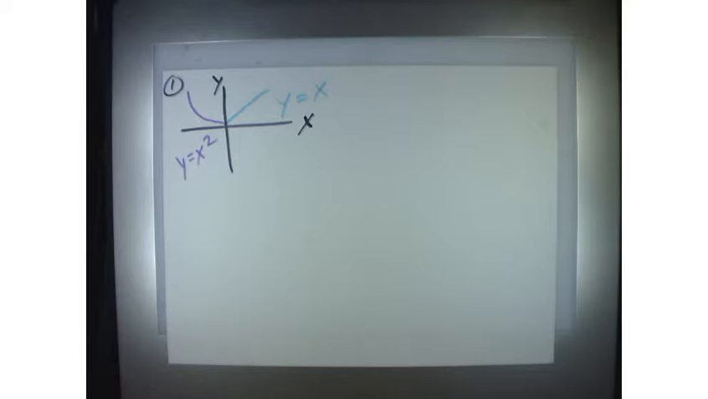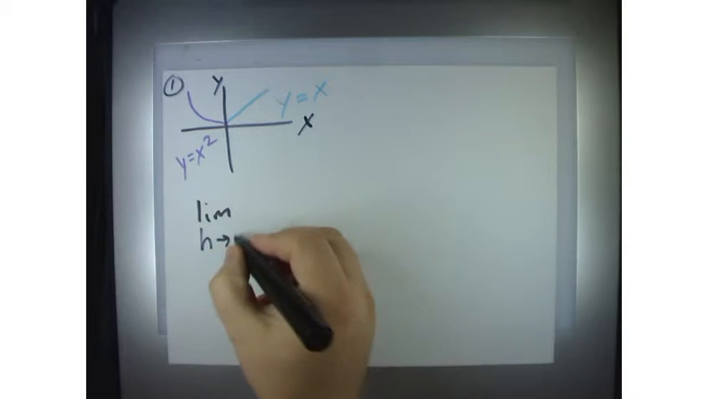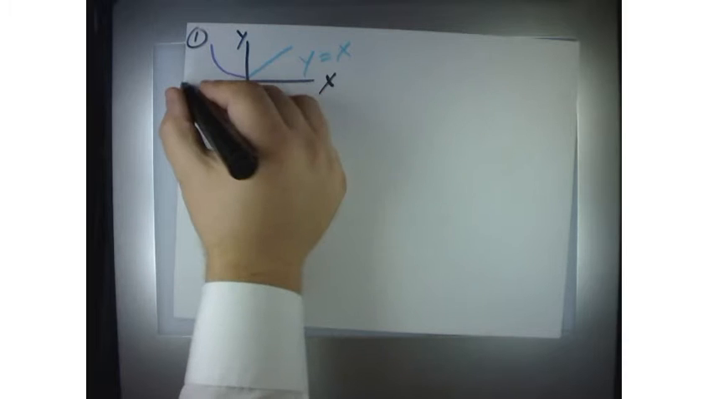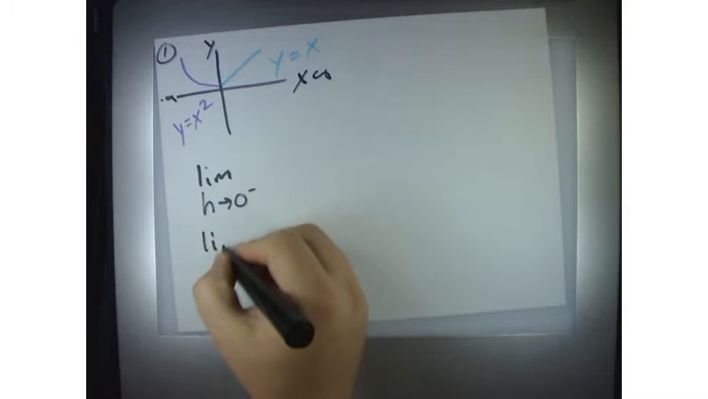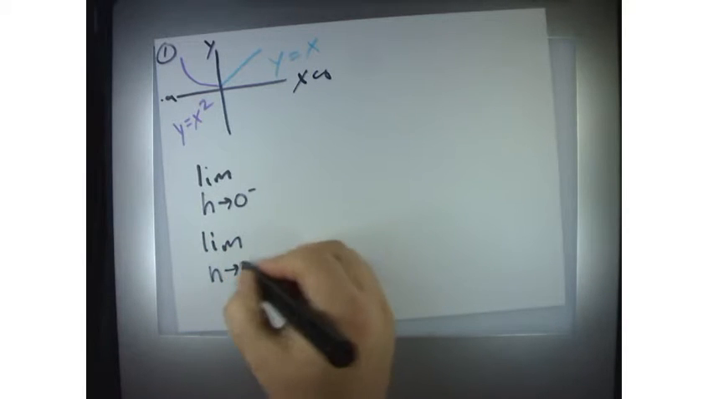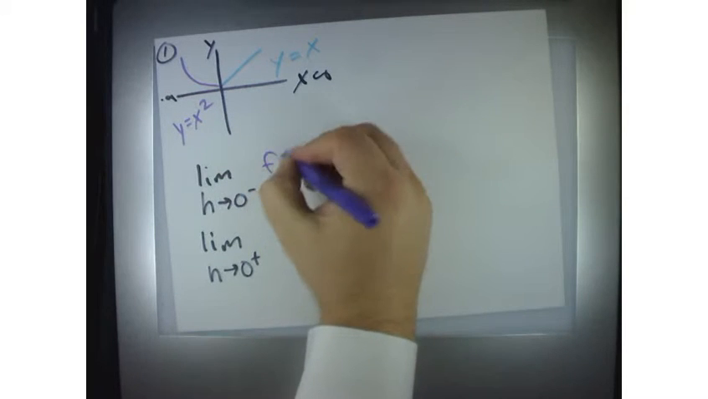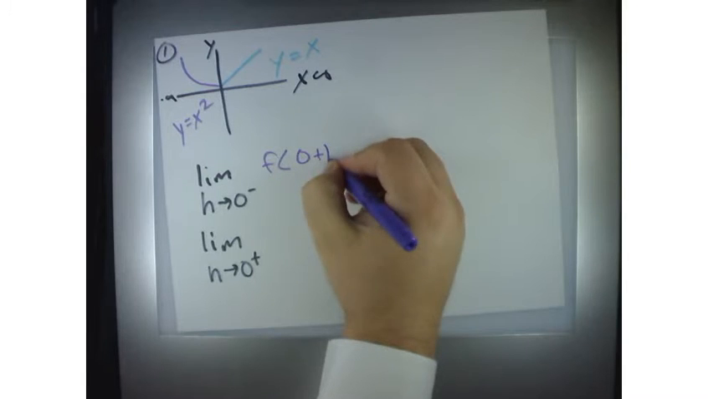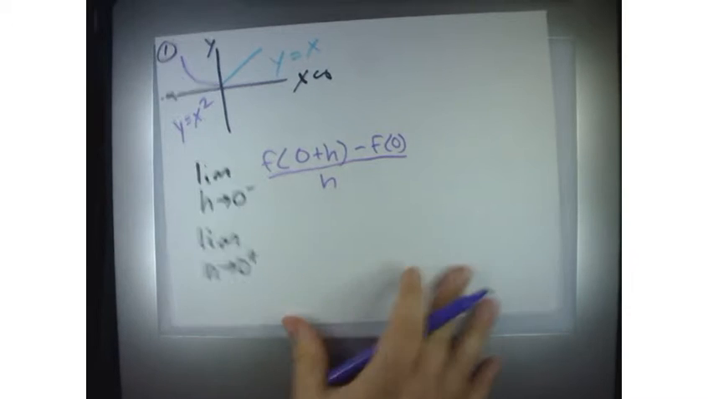So what we're going to do is we're going to take the limit of this thing as h approaches 0. So we say the limit as h approaches 0 from the negative side, right? Negative infinity, right? And positive infinity, right? So we're going to take the limit also as h approaches 0 from the right hand side. So the way that the textbook has this written is we would do it like this. We would say f of 0 plus h minus f of 0 all over h, right?